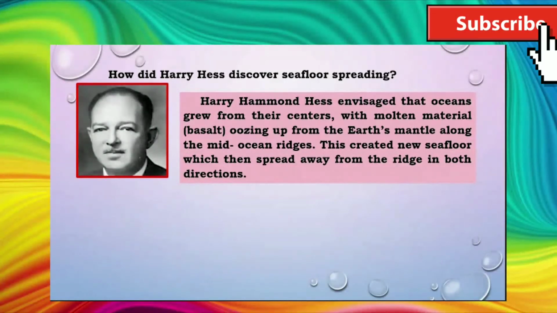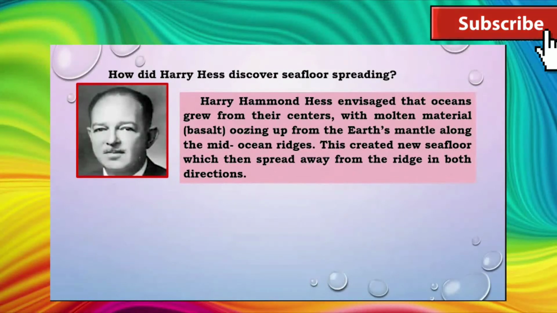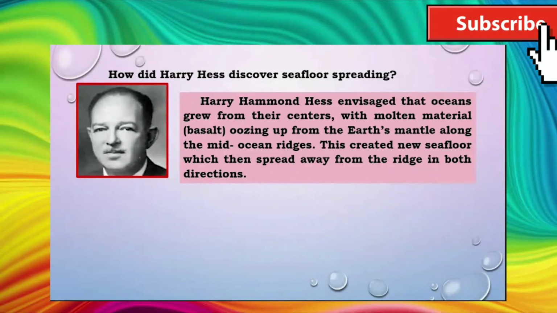Harry Hammond Hess envisaged that oceans grew from their centers, with molten material like, for example, basalt, oozing up from the Earth's mantle along the mid-ocean ridges. This created new seafloor, which then spread away from the ridge in both directions.